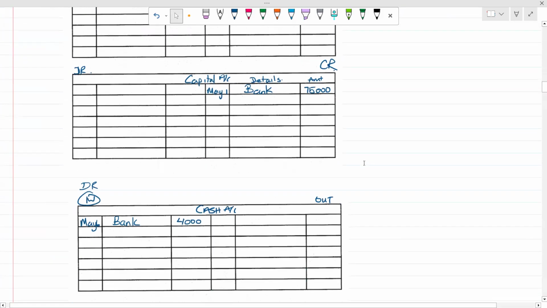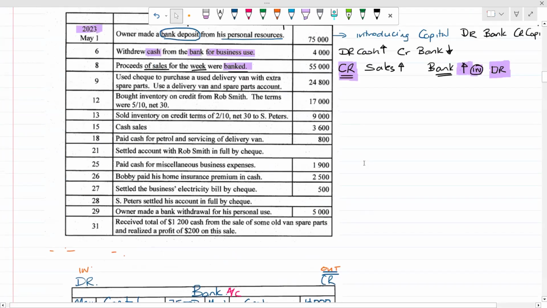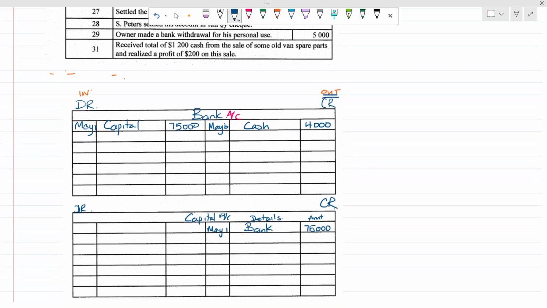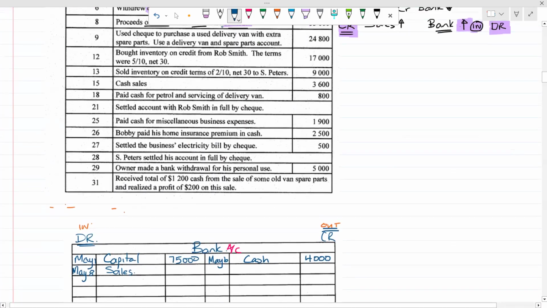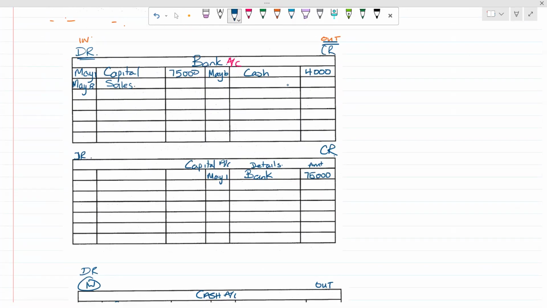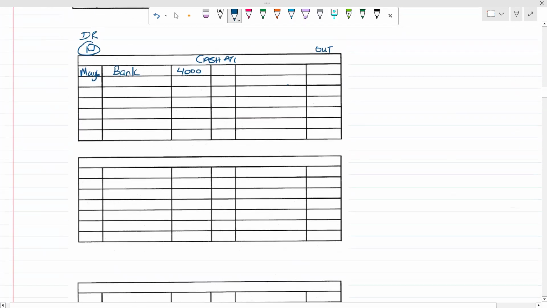So we already have a bank account here. This is the 8th of May, May 8th. We're going to debit bank, and look at what I write in here: Sales. I'm not debiting sales, I'm debiting bank because I'm writing on the debit side. Sales is the name of the other account that is causing me to debit the bank, because I am getting this money from the proceeds of sales, so $55,000. Everybody clear on that?